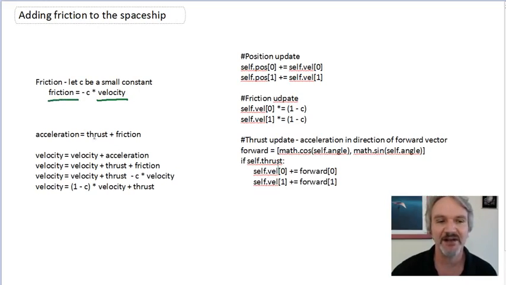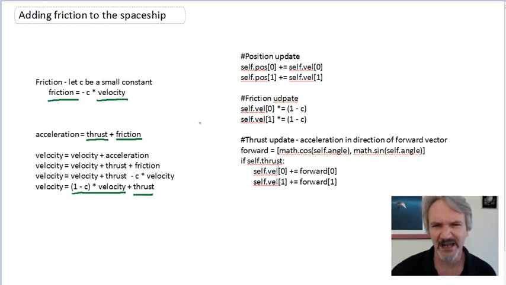So now in our model, we're going to have two sources of acceleration for our ship: thrust in the forward direction, and friction in the opposite direction of the velocity vector. If you do a little simple algebra here, you come up with a new update, which says the new velocity is a multiple of the old velocity that's just a little bit less than 1. So we scale the velocity down every time we do an update. And then if the ship is thrusting, we add in an acceleration vector in the forward direction for the ship. So the change to our code is really simple.